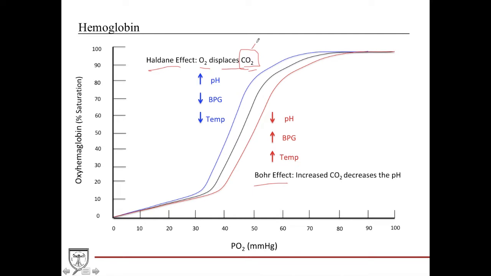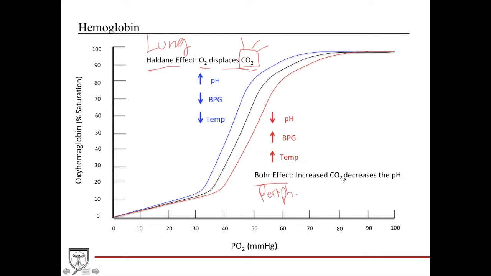It can bind to hemoglobin, or it also can just become bicarbonate. And those are the three ways that you can transport carbon dioxide back to the lungs. And you really need to memorize that, because that helps you understand the Haldane effect. This is where oxygen displaces CO2, and Haldane really occurs in the lungs. Bohr occurs out in the periphery.